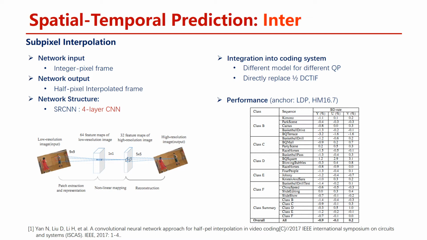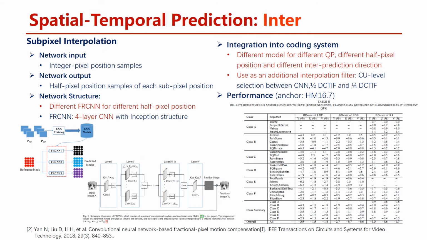Here, a 4-layer CNN is used for super resolution. It directly replaces the traditional DCT-based interpolation filter. Again, different models are trained for different QPs. Then in this design, 3 4-layer FRCNNs are proposed for different half-pel positions. The CNN-based interpolations are used as an optional additional interpolation mode other than DCT-based ones.